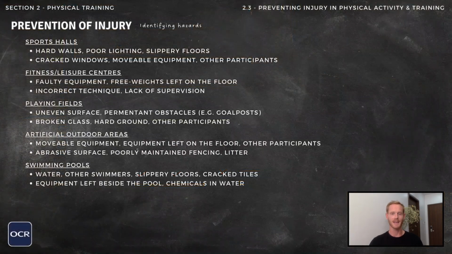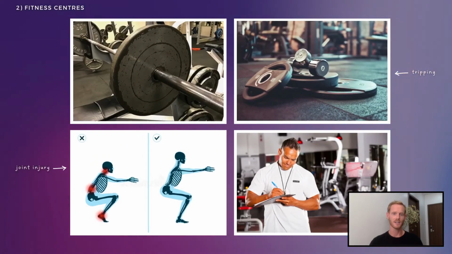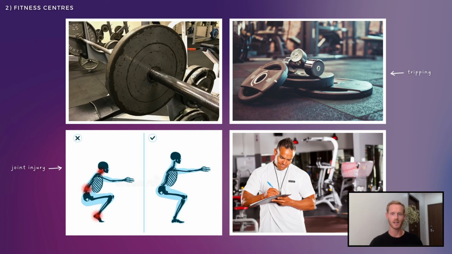Common hazards in sports halls or gymnasiums include hard walls, poor lighting, slippery floors, cracked windows, doors that don't properly close, equipment like goalposts, and other participants. Potential hazards in a fitness centre might include broken or badly positioned equipment, free weights that haven't been properly replaced, incorrect technique, and insufficient supervision.